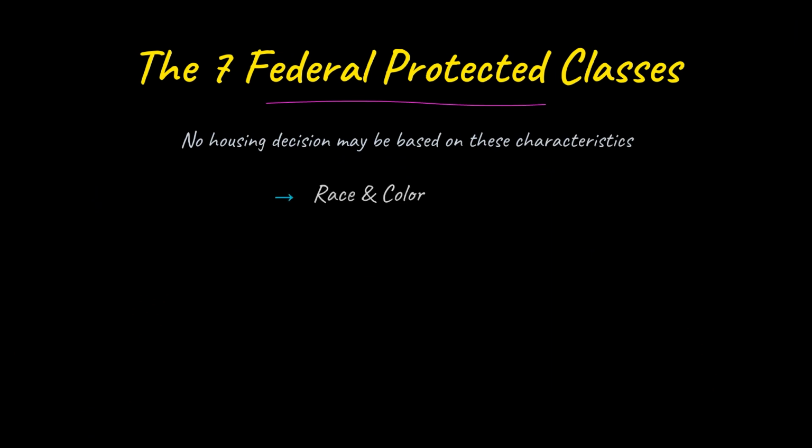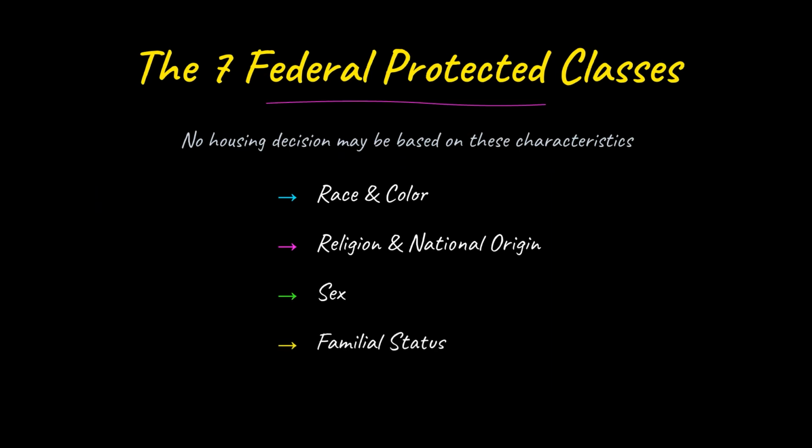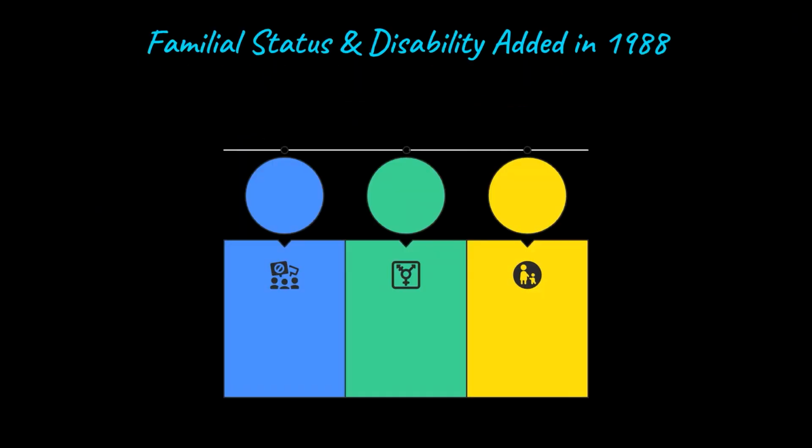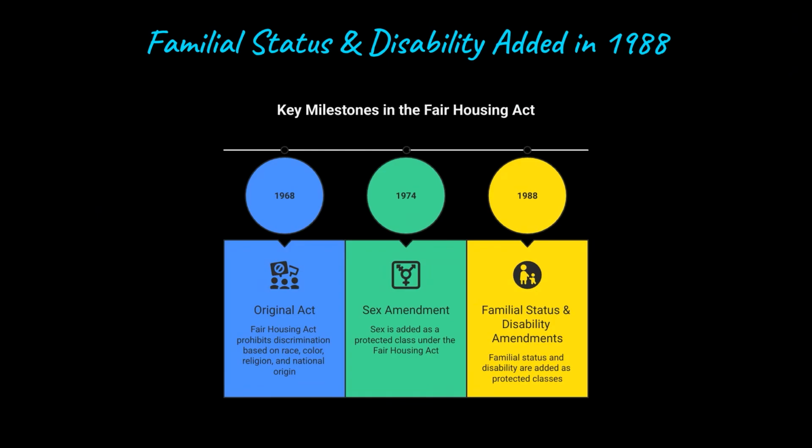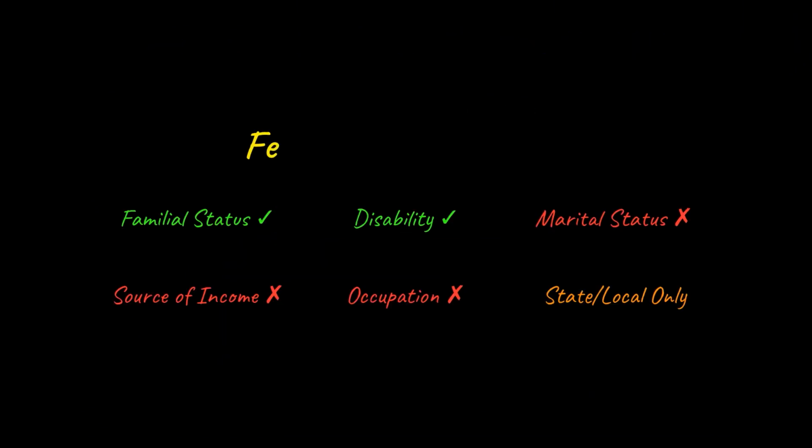The original 1968 Act covered race, color, religion, and national origin. A 1974 amendment added sex. Then the 1988 amendments expanded protections to include familial status, protecting households with children under 18 and pregnant persons, and disability, requiring equal housing access for people with disabilities. The 7 classes were added incrementally as Congress recognized where housing discrimination had been most pervasive and harmful. Together, they define the federal floor of protection that applies everywhere in the country.